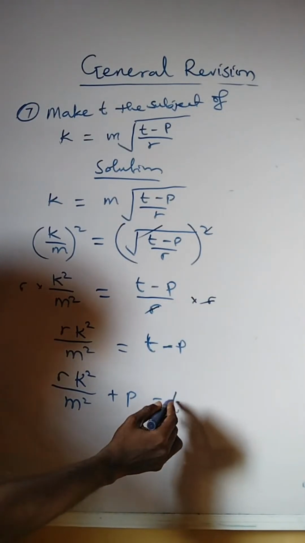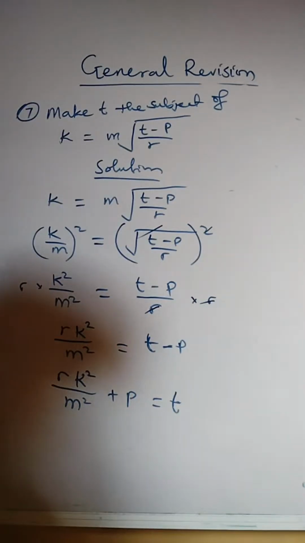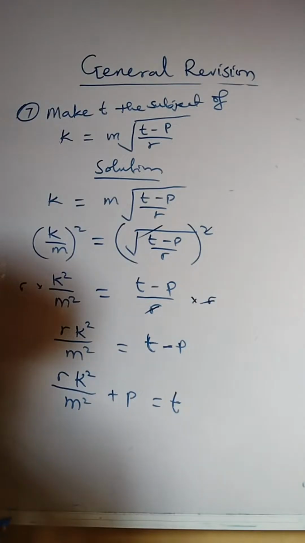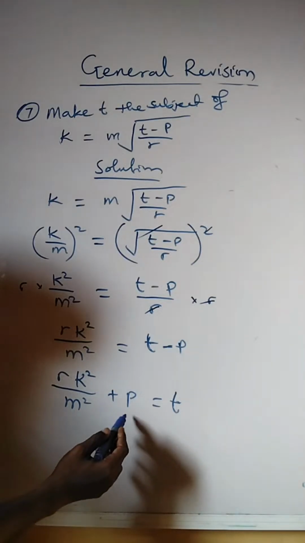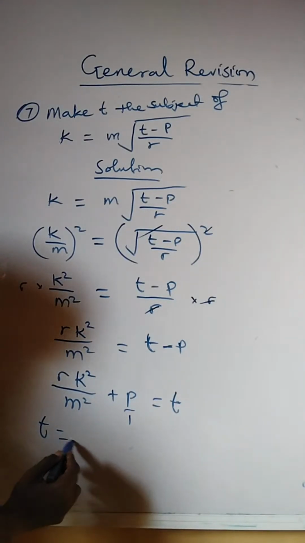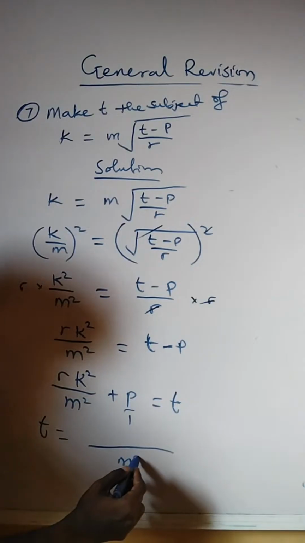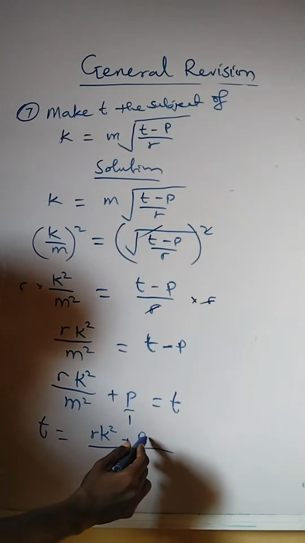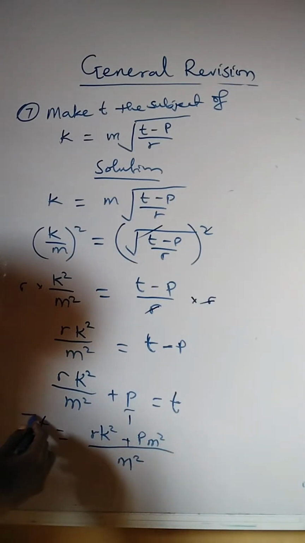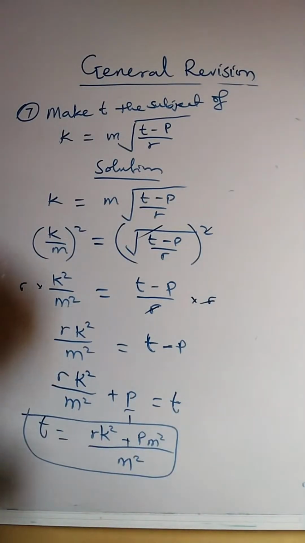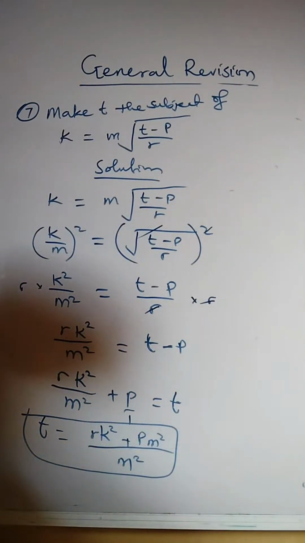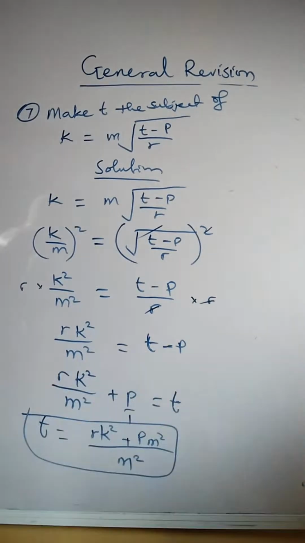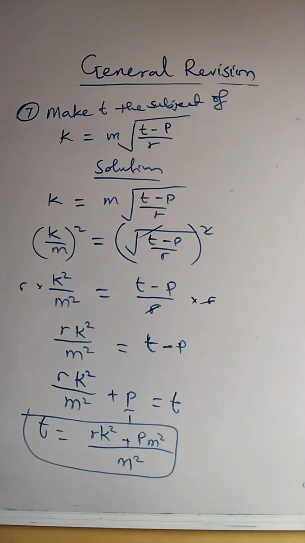So therefore, we have successfully made T the subject. And if we like, we can bring this together as just a fraction here and say T is now equal to, the LCM here is M square, and this will still be R K square. Then this will be plus P M square. So here we have made T our subject of the formula. Okay.